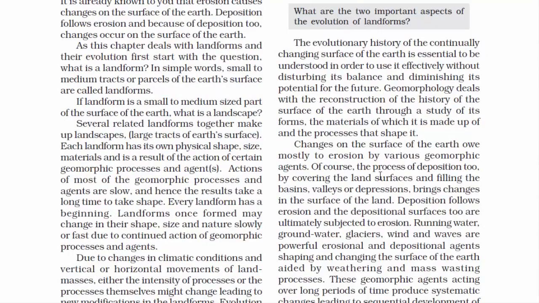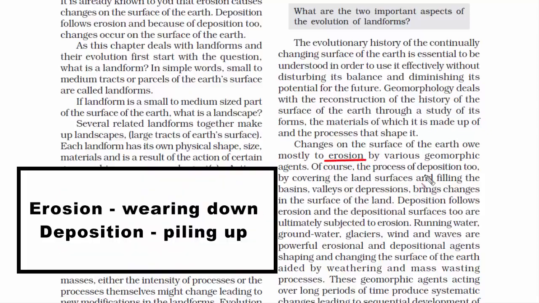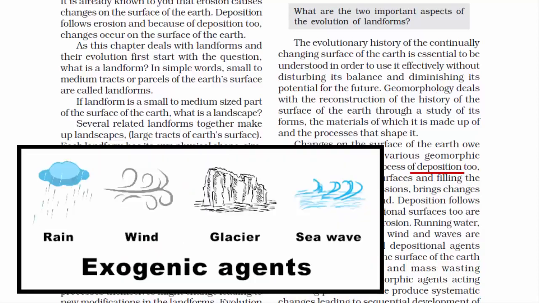Now these changes in the landform that we spoke about, they happen due to two reasons: erosion and deposition. Erosion means wearing down or destruction, and deposition means piling up or constructional. So rain, wind, glacier, sea wave, all these are called exogenic agents, and they are the reason behind erosion and deposition of landforms. They create as well as break down a landform.